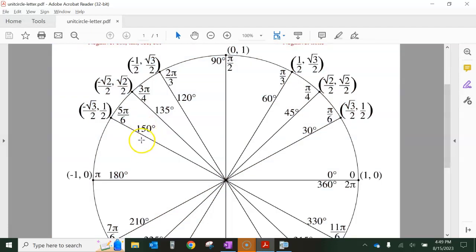if I add 30 degrees to it, I get 180. They are supplementary. Also, that 30 degrees is the reference angle for that 150 degrees, okay? So these values are exactly the same for their x and y. It's just the cosine, the x value is negative because I'm in the second quadrant, okay?